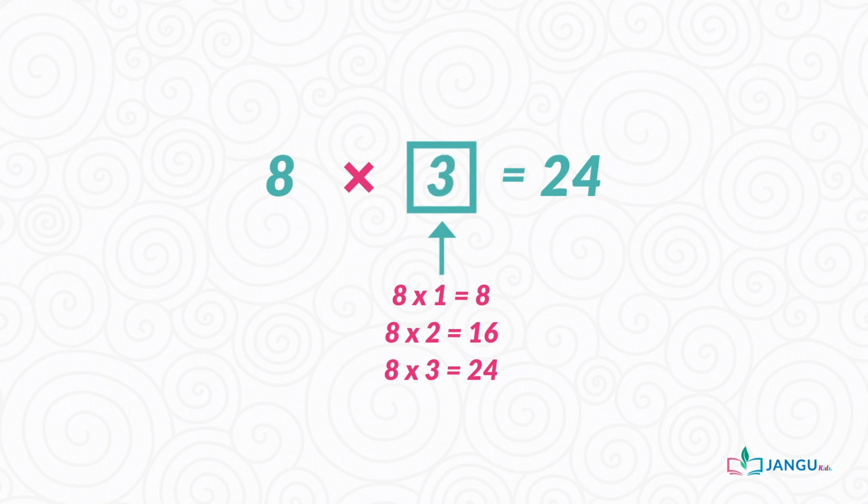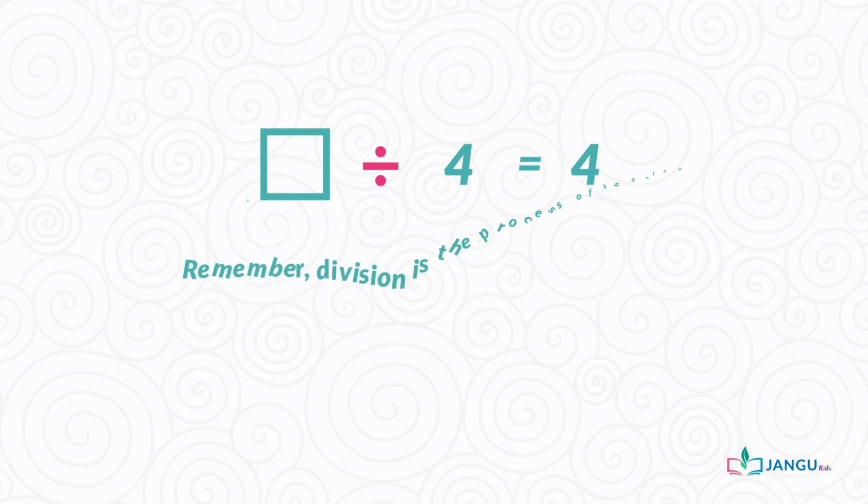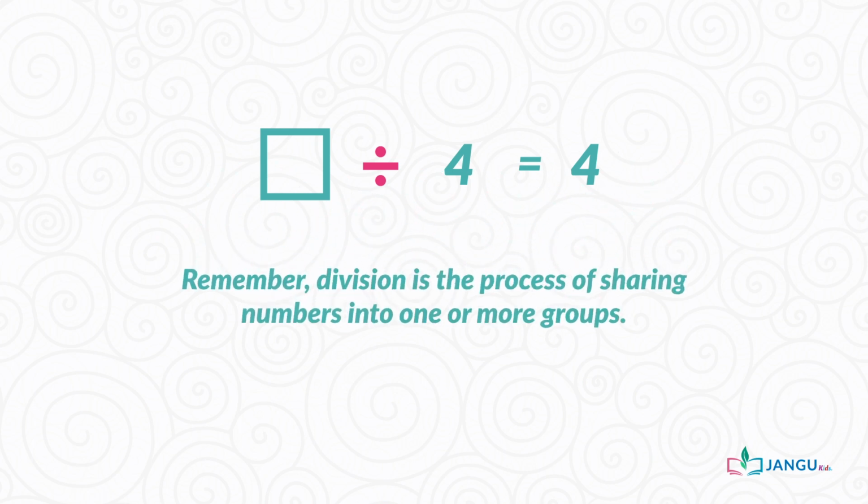Let's solve the next example. What divided by 4 equals 4? This means we have to find a number that would give a result of 4 if we divide that number by 4. Remember, division is a process of sharing numbers into one or more groups.